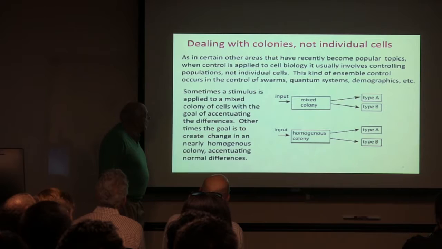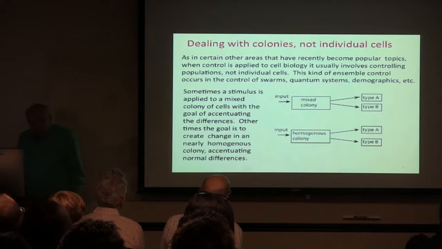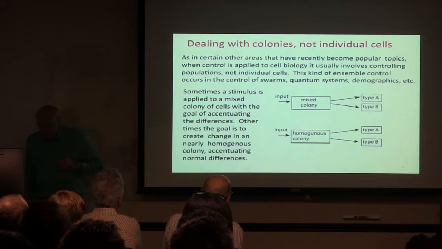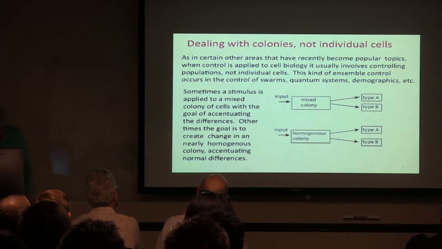And I can't resist putting in a little bit of a plug for some of my own work on adapting control theory to the control of ensembles rather than individual units. And you see this showing up nowadays in the control of swarms and in control of quantum systems, as in NMR. It's absolutely the only way things get done. And if you want to think more broadly about population controls, it shows up there too.